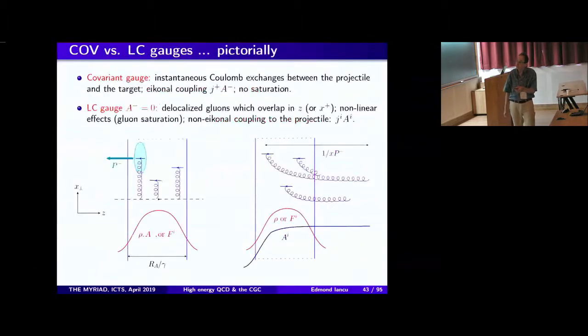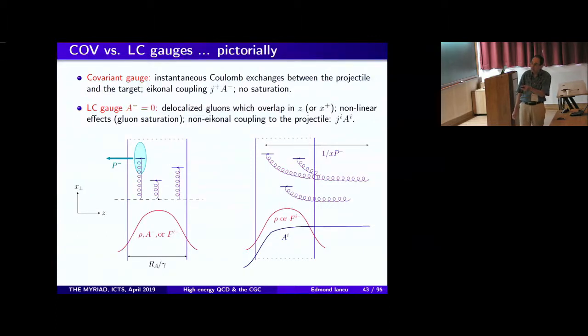So this is the cartoon of the field and the gluons in the two gauges, covariant gauge here and light-cone gauge there. In the covariant gauge, that's a cross section through the nucleus. The nucleus is left-moving. It goes towards negative z.